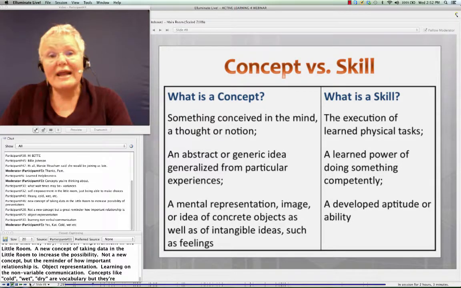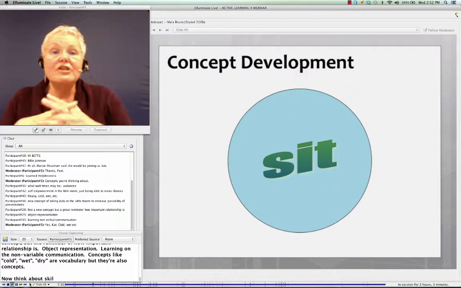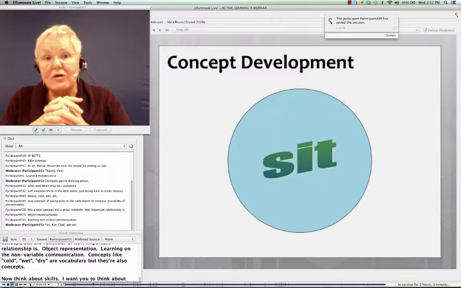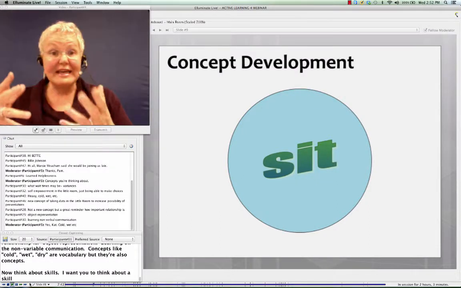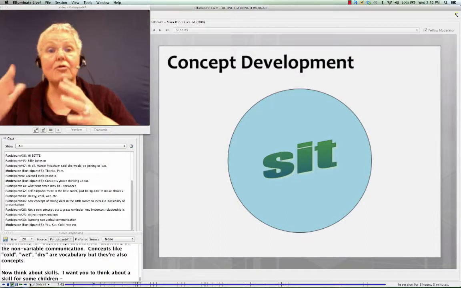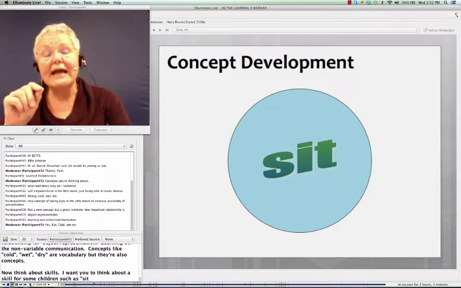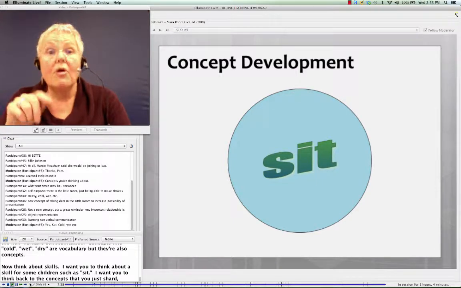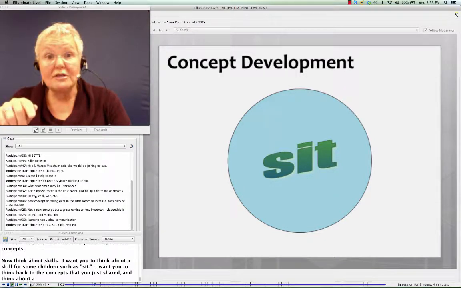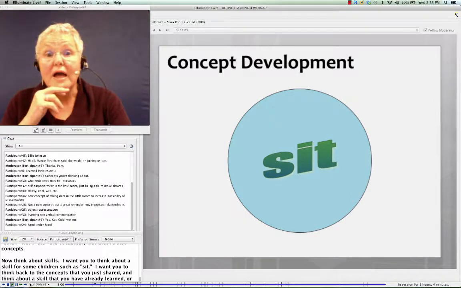What I'd like you to do is, I'm going to go to the next slide, and I want you to think about a skill that, this is a skill for some children, the idea that they can now sit, that they're not lying down or being propped up, but they can actually sit. Okay, but I want you to think back to the concepts you just shared, and I'd like you to think about a skill that you have been shown, or a skill that you have already learned, or are in the middle of learning, of helping a student become a more active learner.